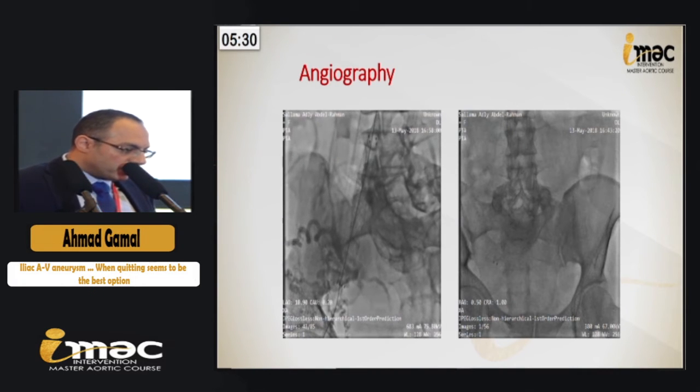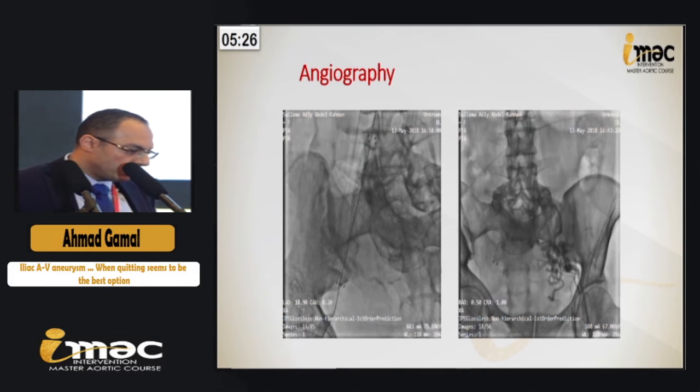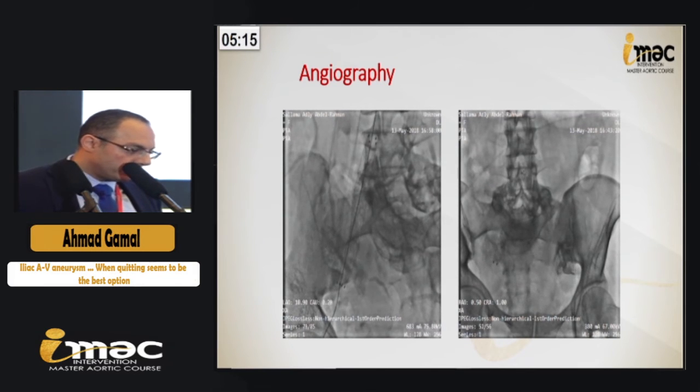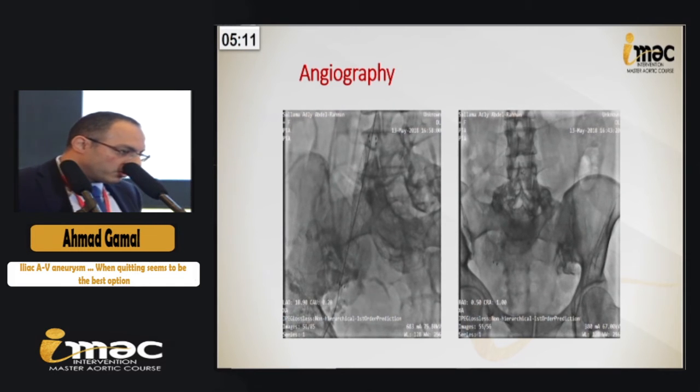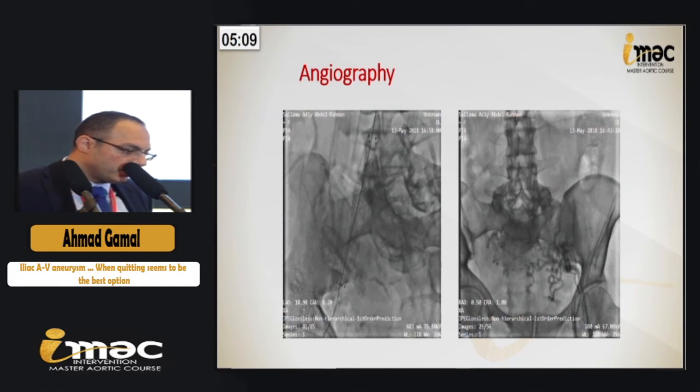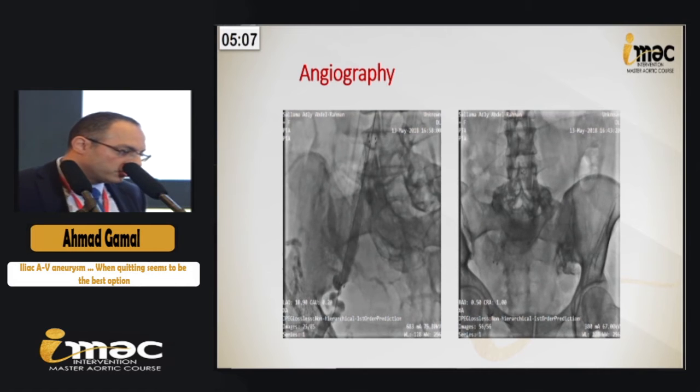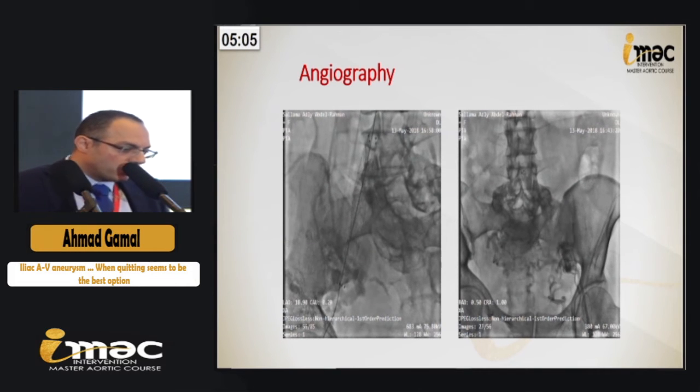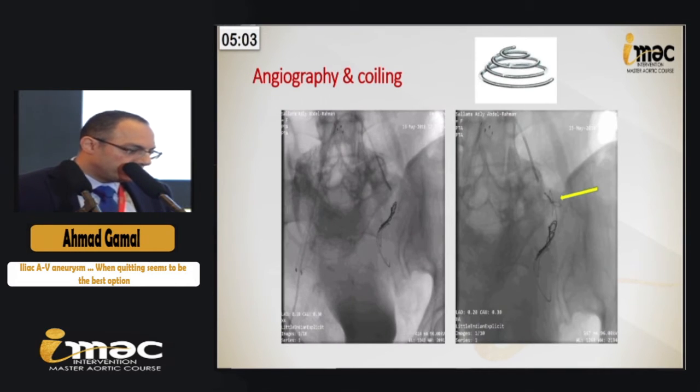So we did a bilateral femoral access, and this is the picture on the left-hand side showing the beginning of tortuosity of the right external iliac artery, and there are multiple feeding vessels from the right common femoral branches and the profunda. And also on the left side, there are multiple branches coming from the left internal iliac artery. So we decided first to coil the left internal iliac artery.